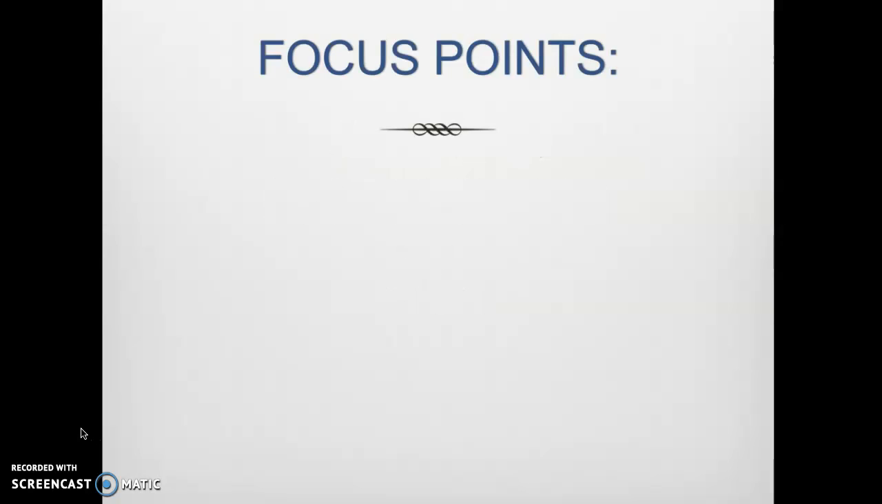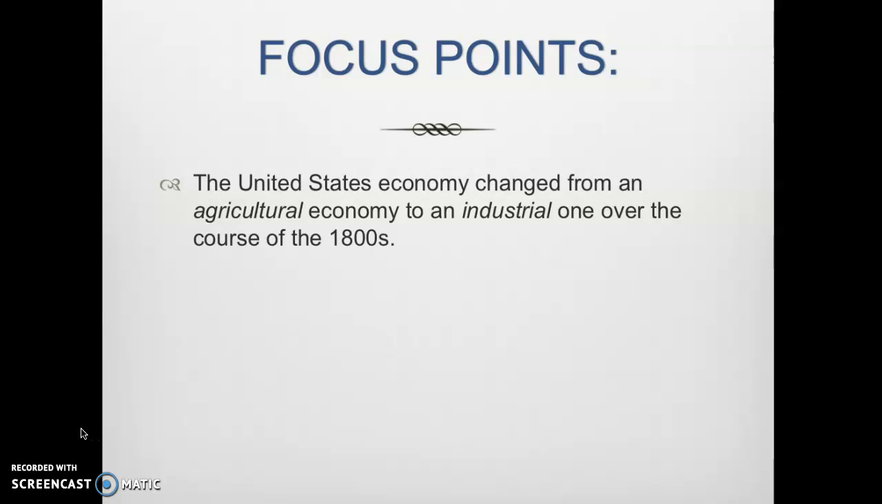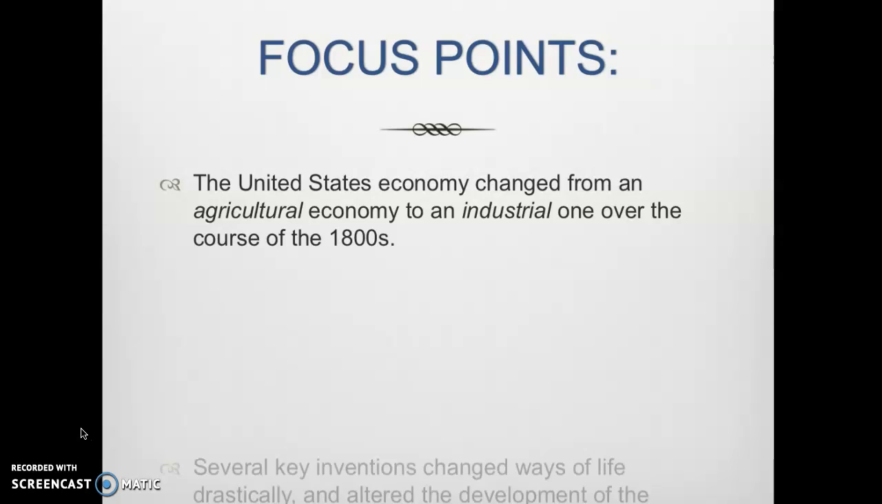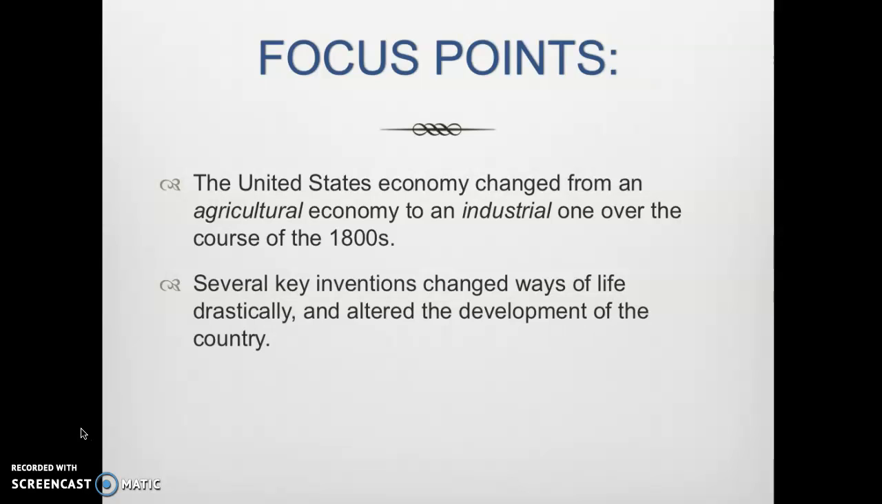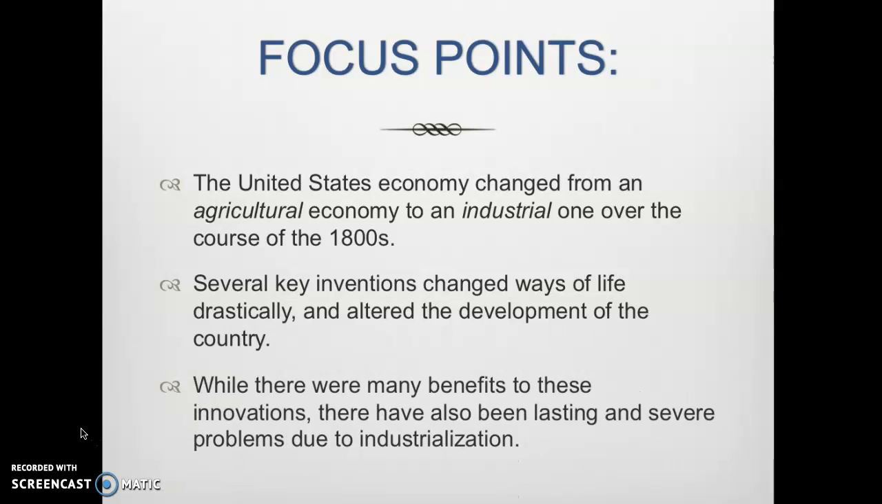Our focus points for today. The United States economy changed from an agricultural economy, or one that's based on farming, to an industrial one, or an economy that is based on manufacturing, over the course of the 1800s. Several key inventions changed ways of life drastically and altered the development of the country. While there were many benefits to these innovations, there have also been lasting and severe problems due to industrialization.